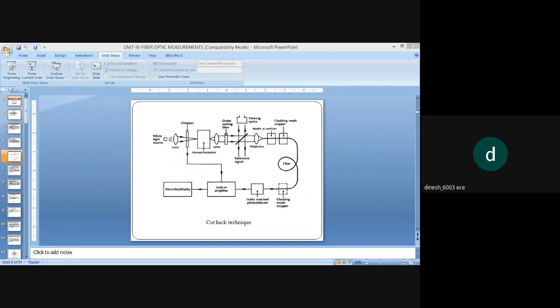A beam splitter is used to provide light for viewing optics and a reference signal. A mode stripper is included at the fiber output end to remove any optical power that is scattered from the core into the cladding down the fiber length.